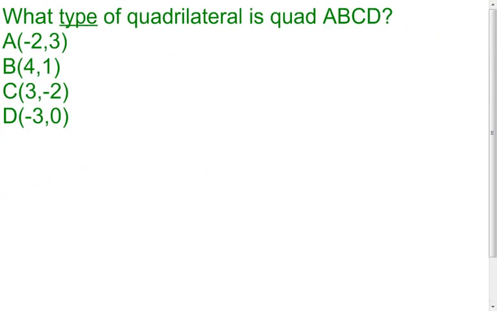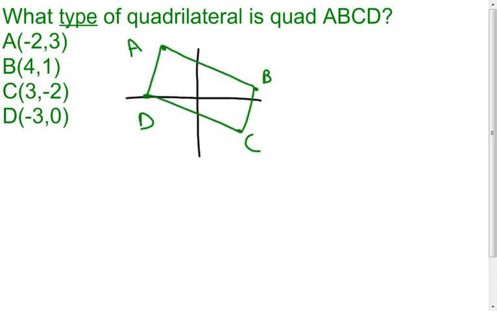Now, my kind of last example, it's a 2-parter. First, I want to figure out what kind of quadrilateral this is. So, we've done problems like this. First thing to do is we need to just graph it. So we have A at -2, 3, which is going to be approximately here. We have B at 4, 1. C is at 3, -2. And D is at -3, 0. There is my quadrilateral.